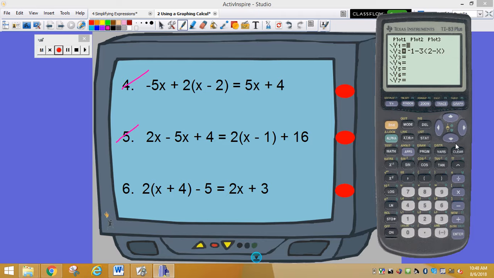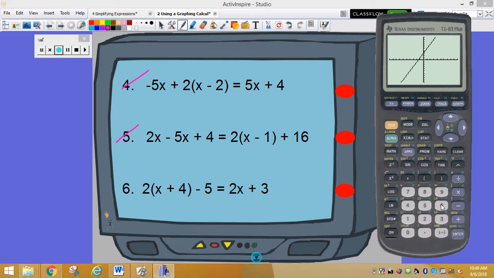So y equals, let's clear this out. I'm going to type in 2 parentheses x plus 4 minus 5. And I'm going to type in 2x plus 3. And I'm going to hit graph. Alright, I can't see the other line. It means I'm zoomed out too much, so I'm going to go back to normal. So if you hit zoom, standard means normal. So I'm going to hit 6. And it's going to take me back to a normal screen.